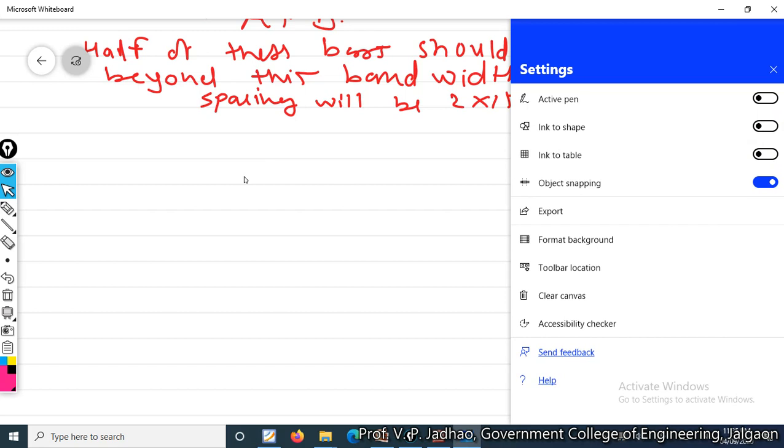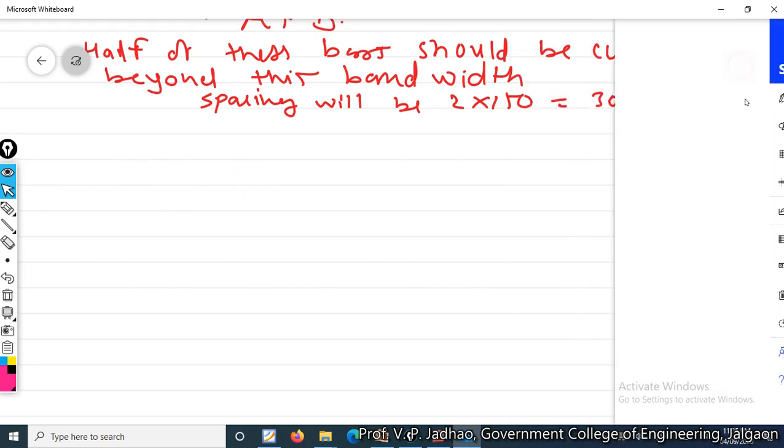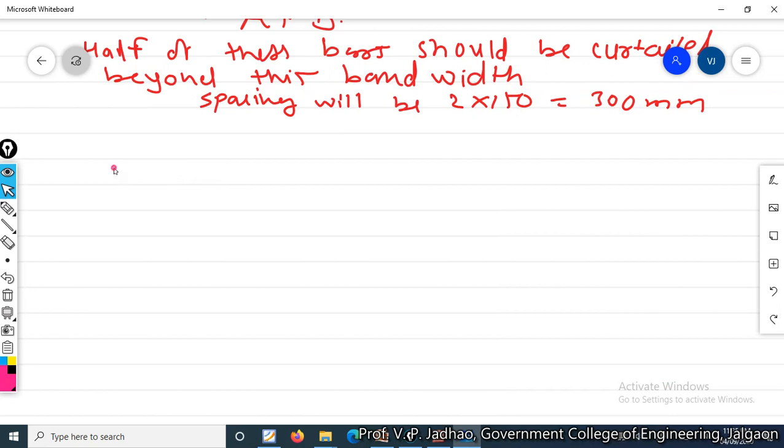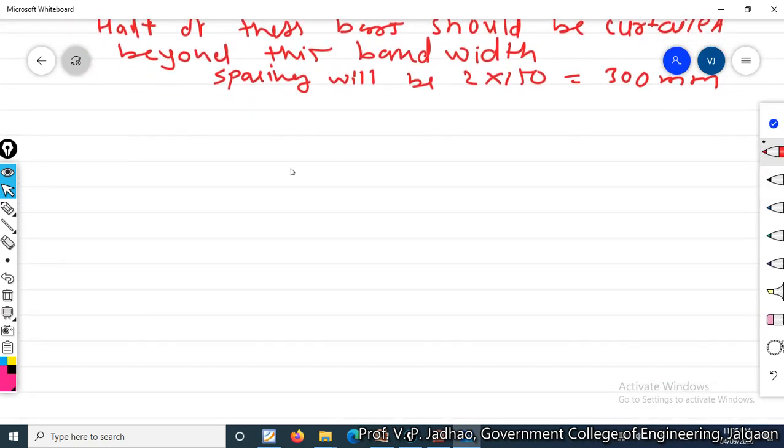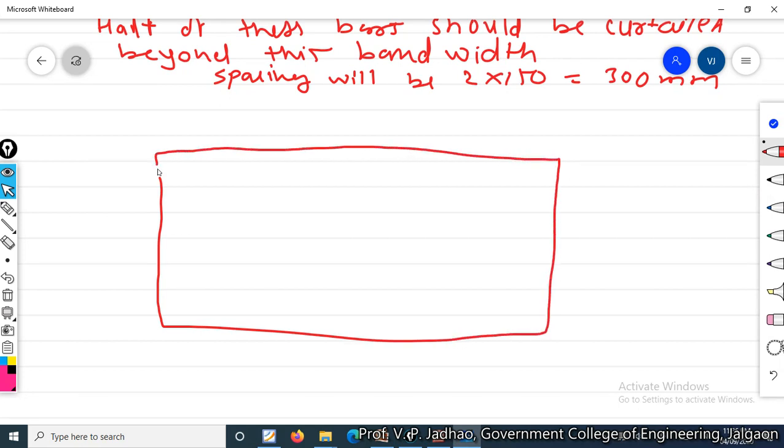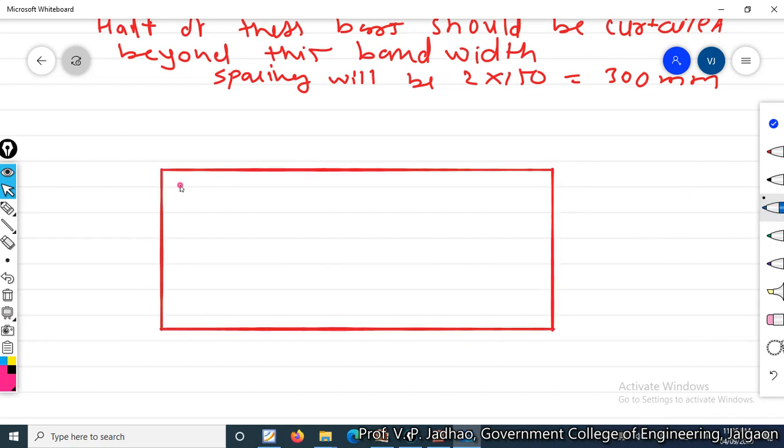Again, just a minute. Now let us consider this is the bottom face of our footing. How will we be providing the steel reinforcement? We will be providing one steel reinforcement like this, then another steel reinforcement like this.